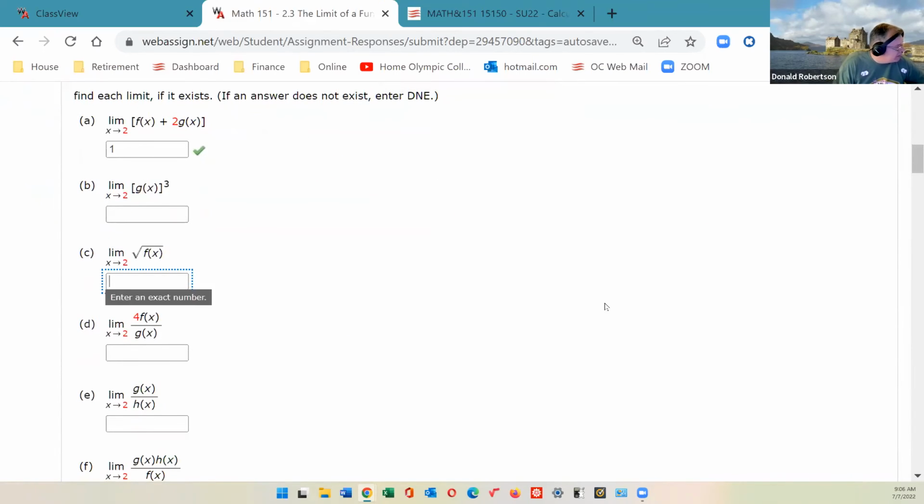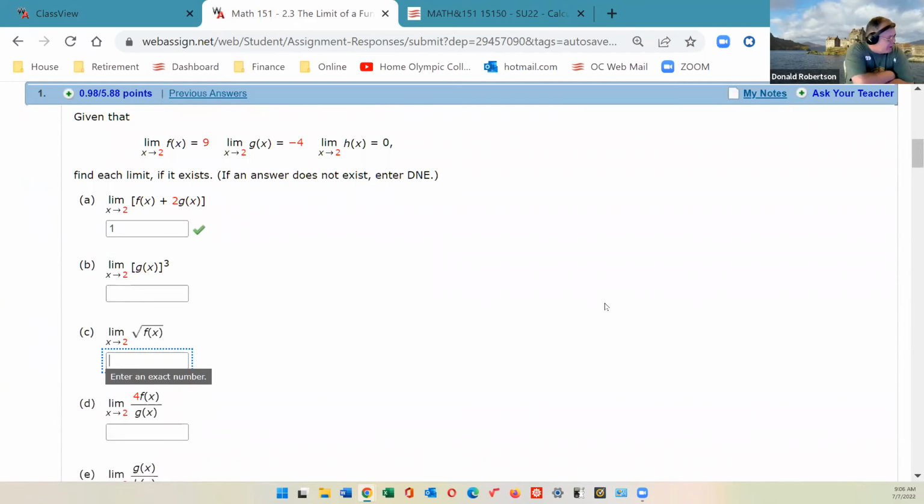What about this fella? What would the limit as x tends to 2 of the square root of f of x be? It's a number. What would it be? 3. I didn't. Someone said something, but it's so quiet I didn't pick it up. 3. 3, yes.